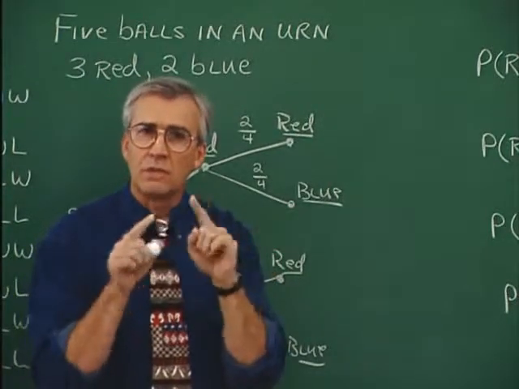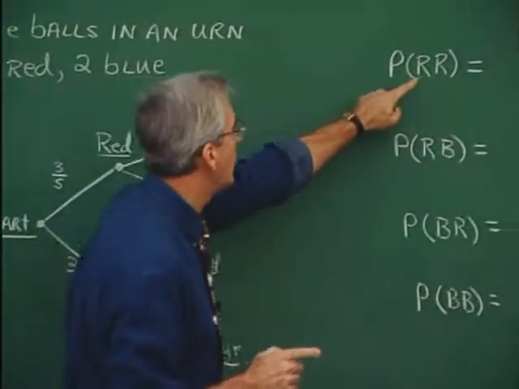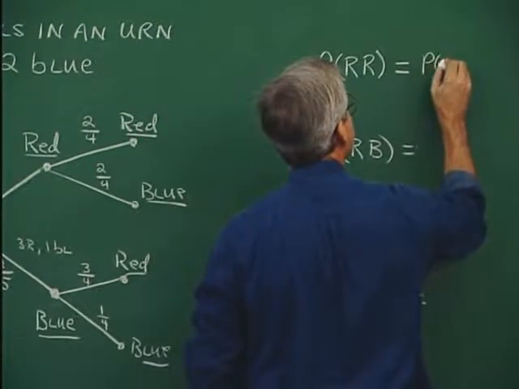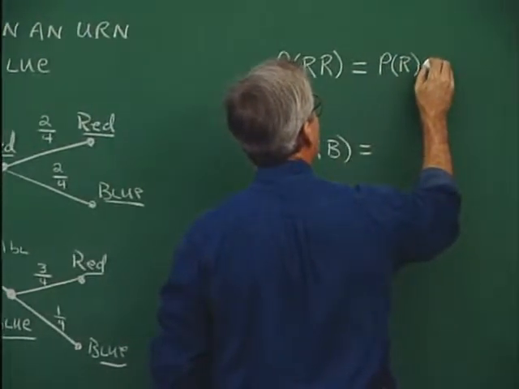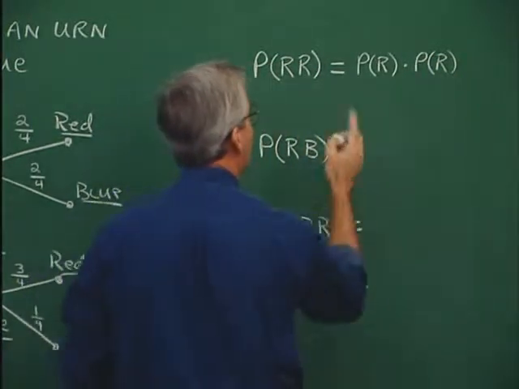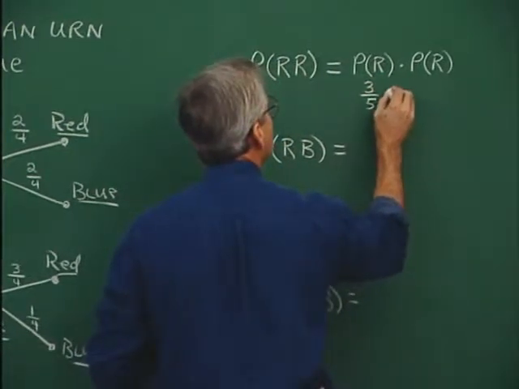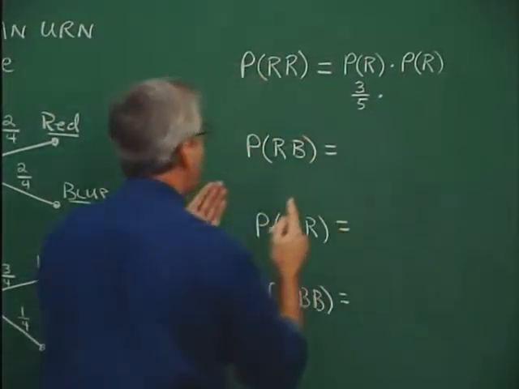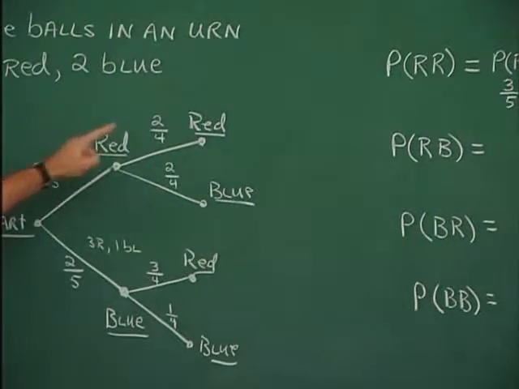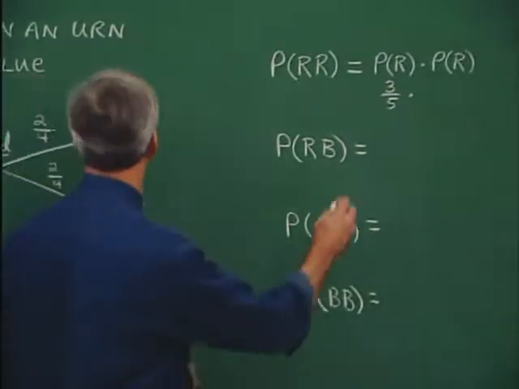We can now simply multiply probabilities. That is, the probability of red, red is the probability of red times the probability of red on the second ball. And the probability of red on the first one, I'm looking back over, it was 3 out of 5. And on the second one, let me look back over here. Oh yes, here it is, 2 out of 4. So it's 3/5 times 2/4.